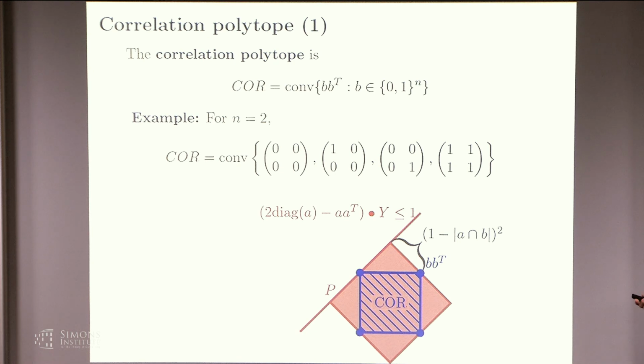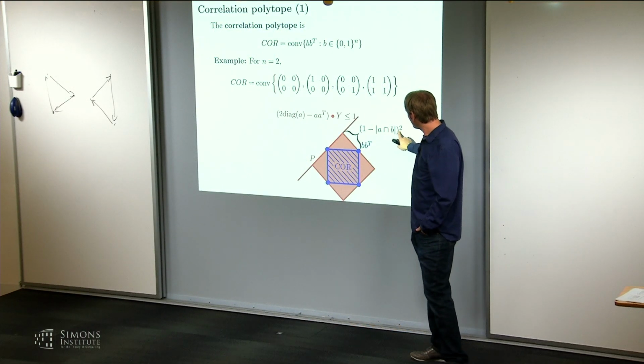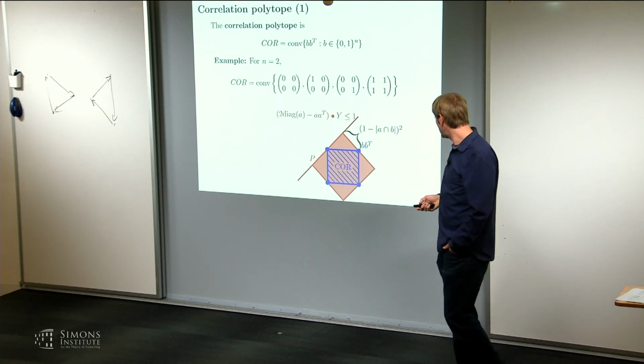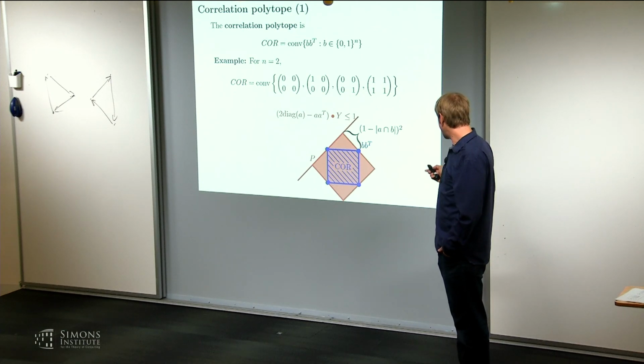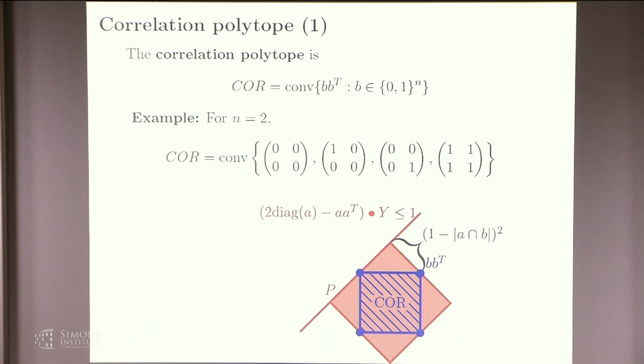Something very beautiful happens: if you look at a vertex of the form BB transpose, then its slack with respect to this inequality is precisely 1 minus the number of ones that A and B have in common, squared. So it's a very nice explicit formula that you can get. It's also nice that something squared is always non-negative, so this seems right. And in particular, the claim that one can prove is that the corresponding slack matrix of this thing will have a high non-negative rank.